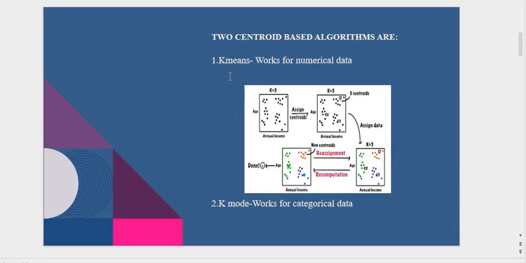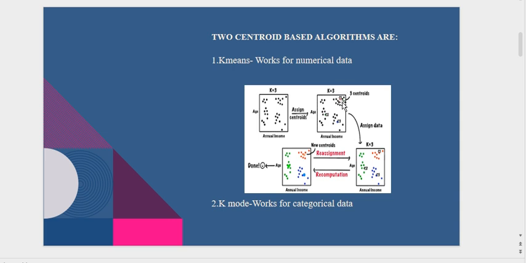So as we were explaining in the previous video, the two centroid based algorithms, k-means and k-mode. I will explain the working of k-means. In k-means, we assign the value of k beforehand to the algorithm, and the algorithm does not decide the value of k. When we assign the value of k, it might be 2 or 3, but in this diagram it is 3.